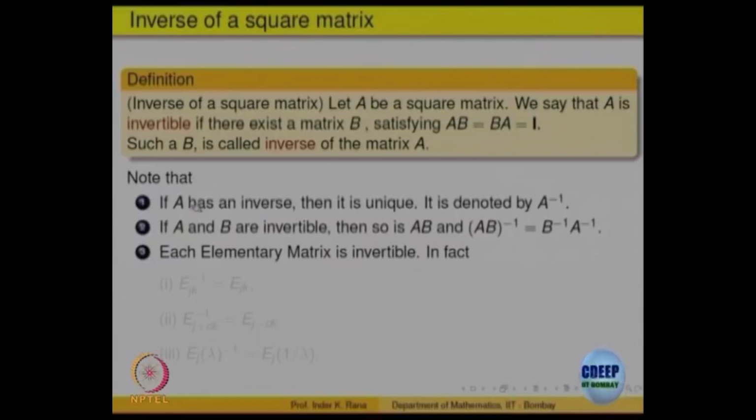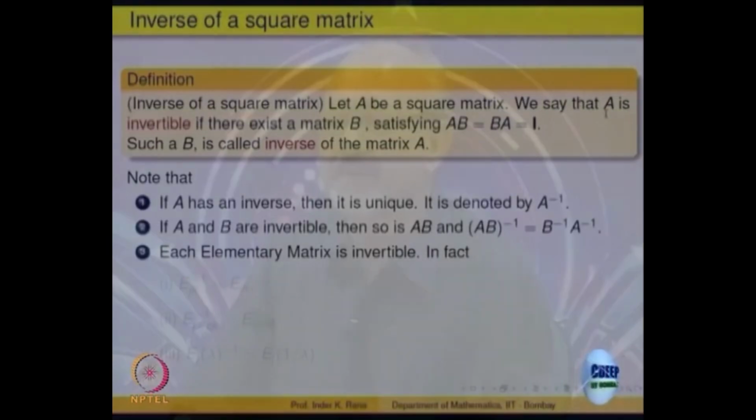So, we call it the inverse of the matrix. I will leave it for you to verify that it is unique. That means, if A into B is equal to B into A, also equal to A into C and C into A equal to identity, then B must be equal to C.